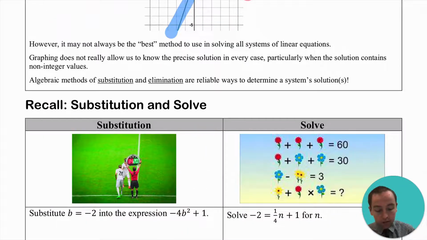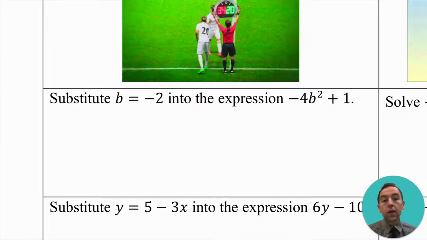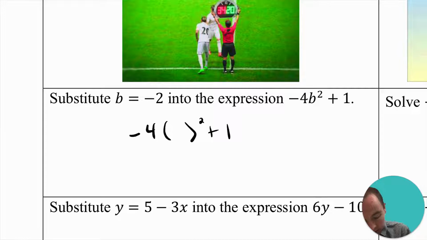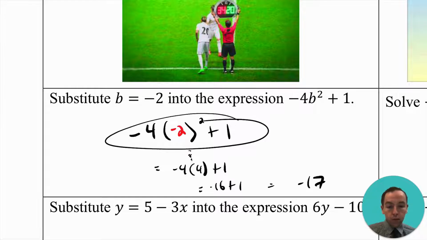So whenever we're asked to deal with substitution in mathematics, it has to do a lot with substituting in like a sports sort of context, right? So if we're asked to substitute b equals -2 into the expression -4b squared plus 1, then of course you just substitute in that value into the expression. So you just plug in the -2, and then you could go from there and simplify. So you'd end up with -4 times +4 plus 1, which would be -16 plus 1, which would equal -17 as a result. But that's where the substitution happened. That's where we plugged in the -2.